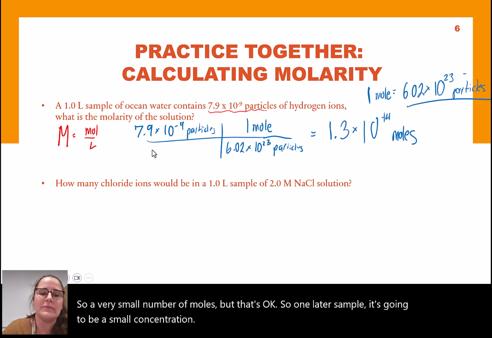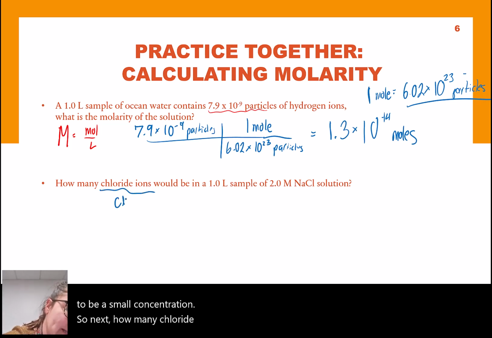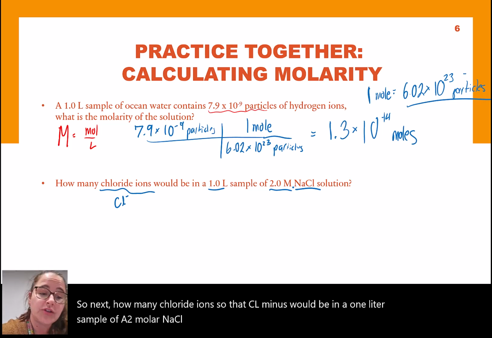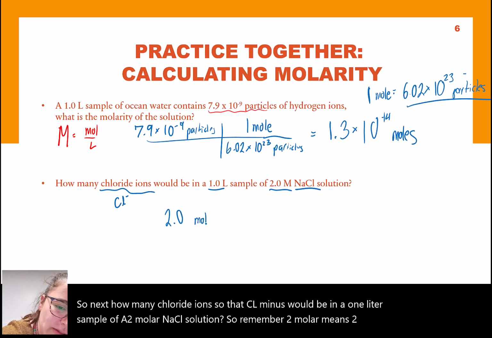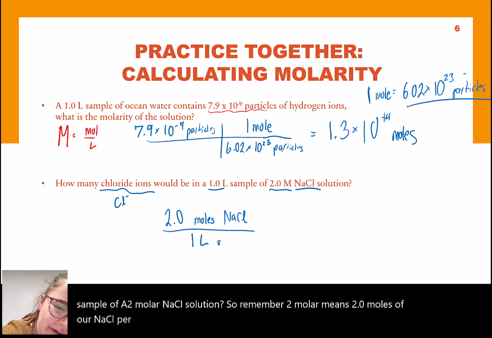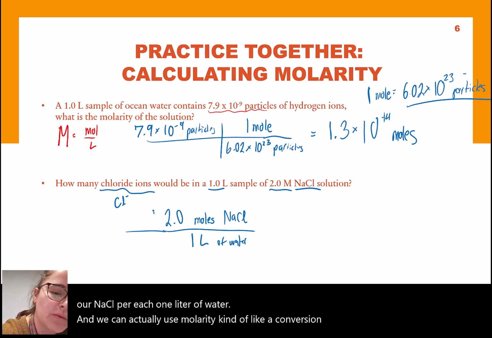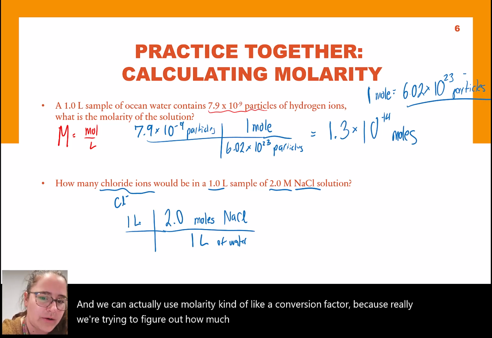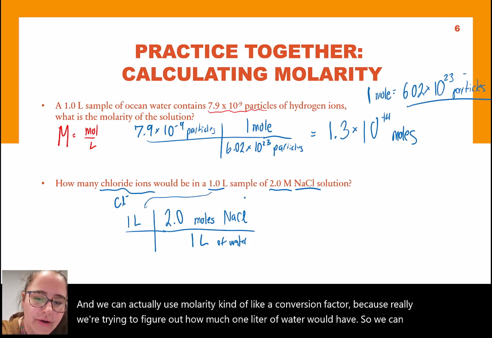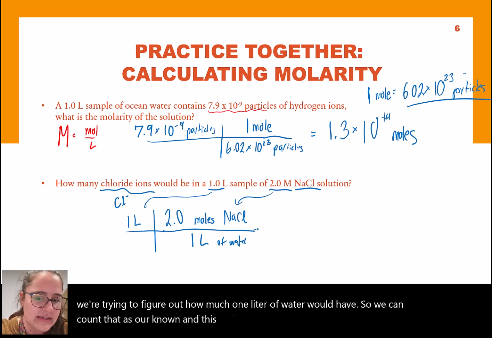So next, how many chloride ions, so that's Cl minus, would be in a 1 liter sample of a 2 molar NaCl solution? So remember, 2 molar means 2.0 moles of our NaCl per each 1 liter of water. And we can actually use molarity kind of like a conversion factor, because really we're trying to figure out how much 1 liter of water would have. So we can count that as our known, and this will convert us to moles of NaCl.